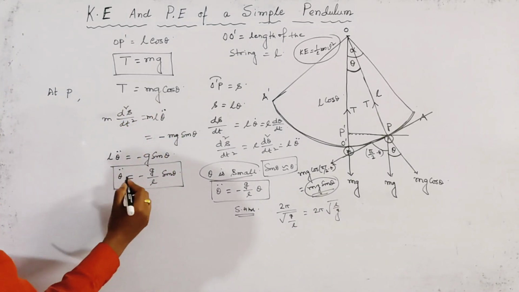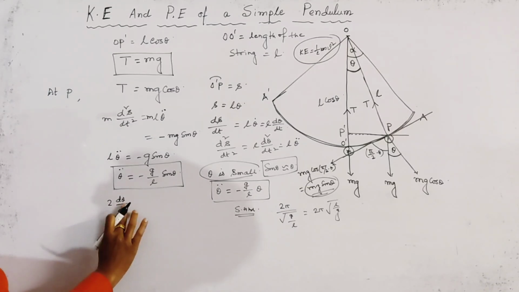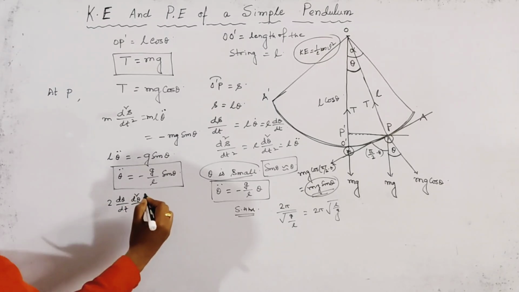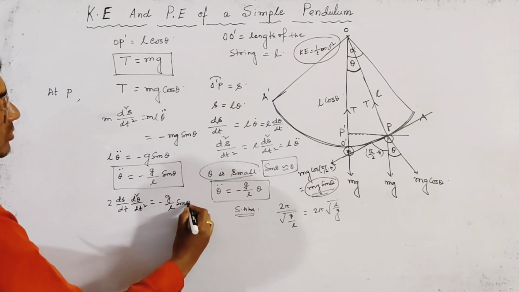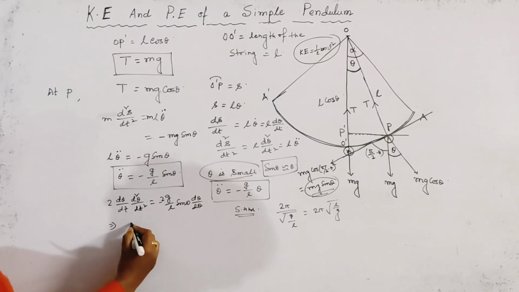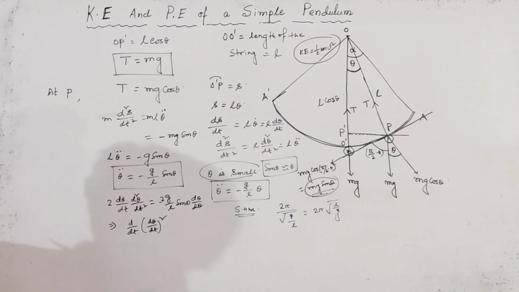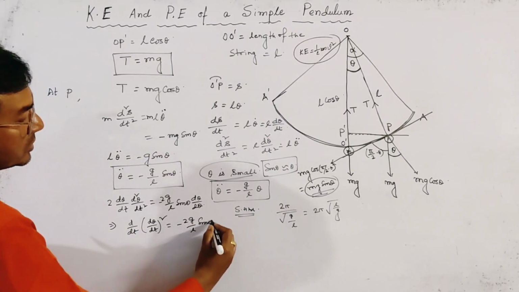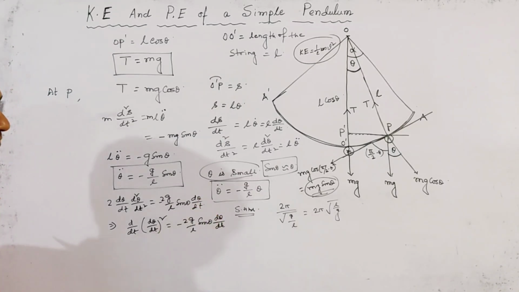Now if we multiply this relation by 2 into d theta dt, then we get 2 into d theta dt into d2 theta by dt2. This is given by minus g by L into sin theta into 2 d theta dt. Clearly the left side is d/dt of (d theta dt) whole square, and the right side is minus 2 g by L into sin theta d theta dt.